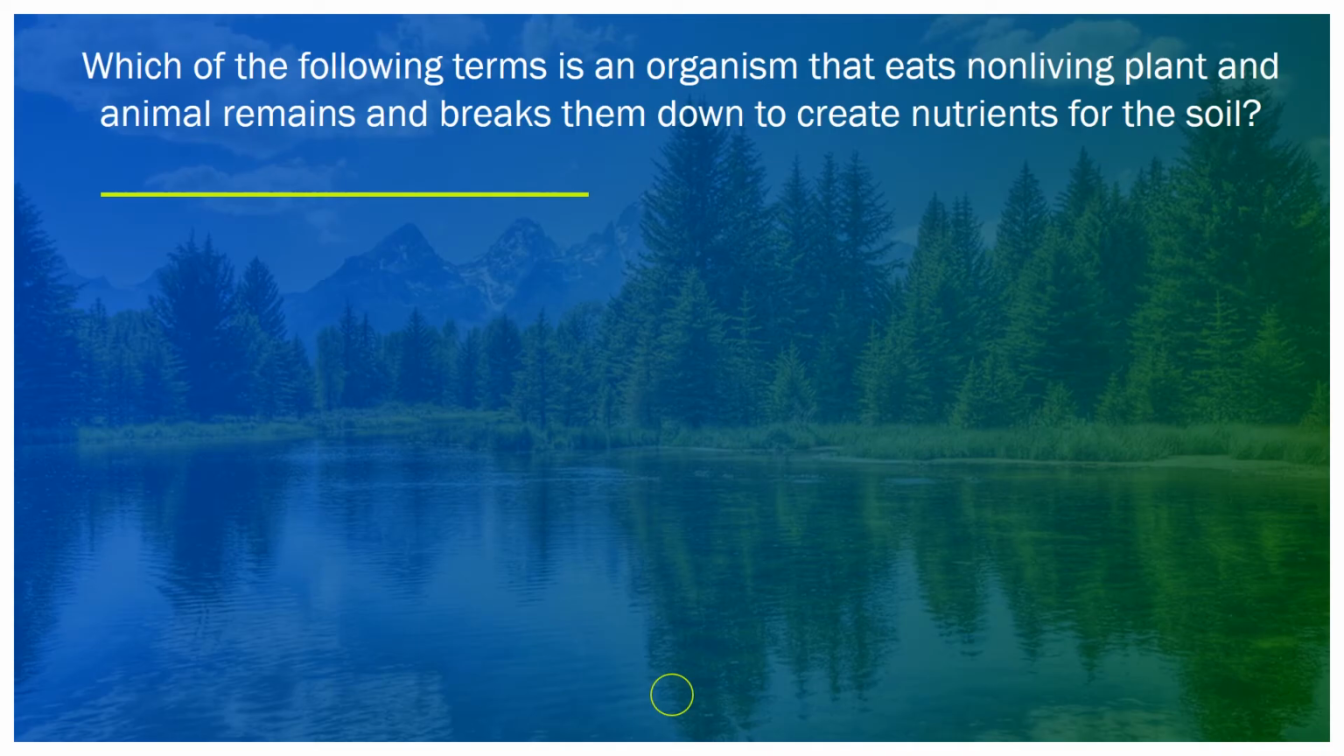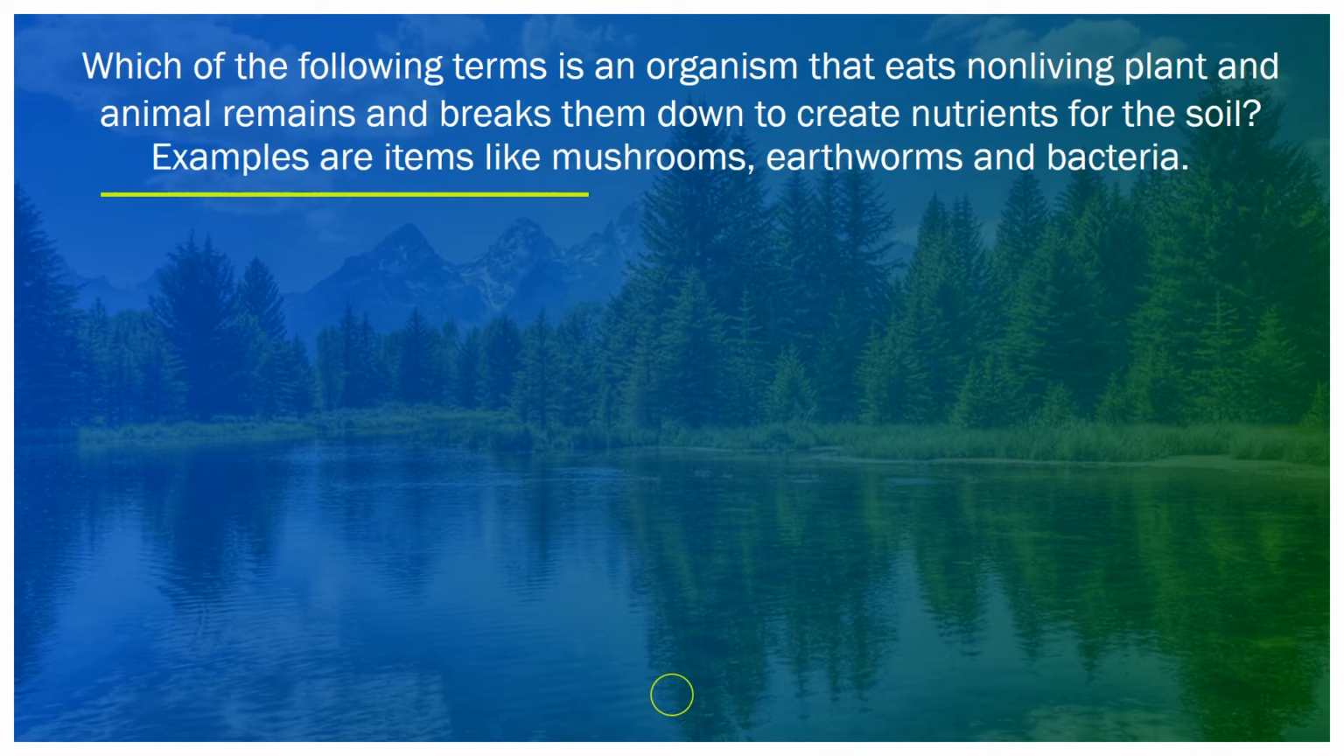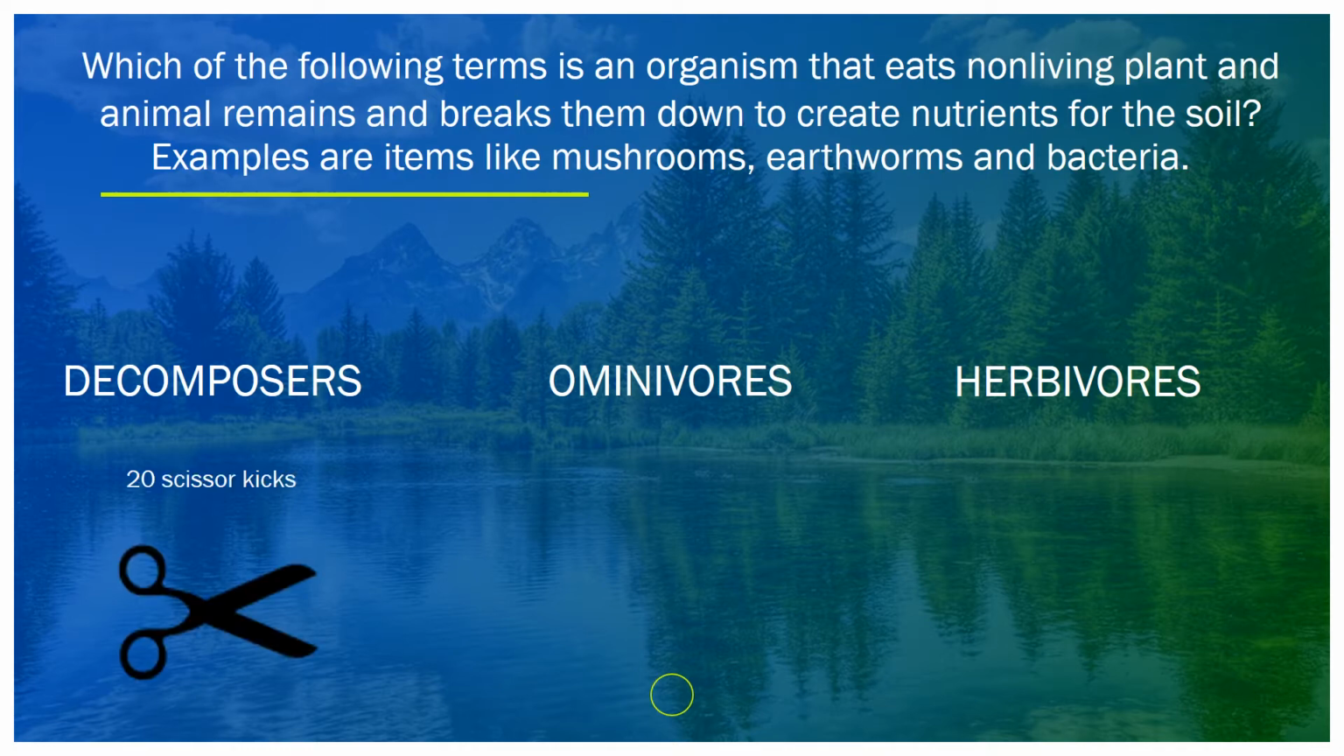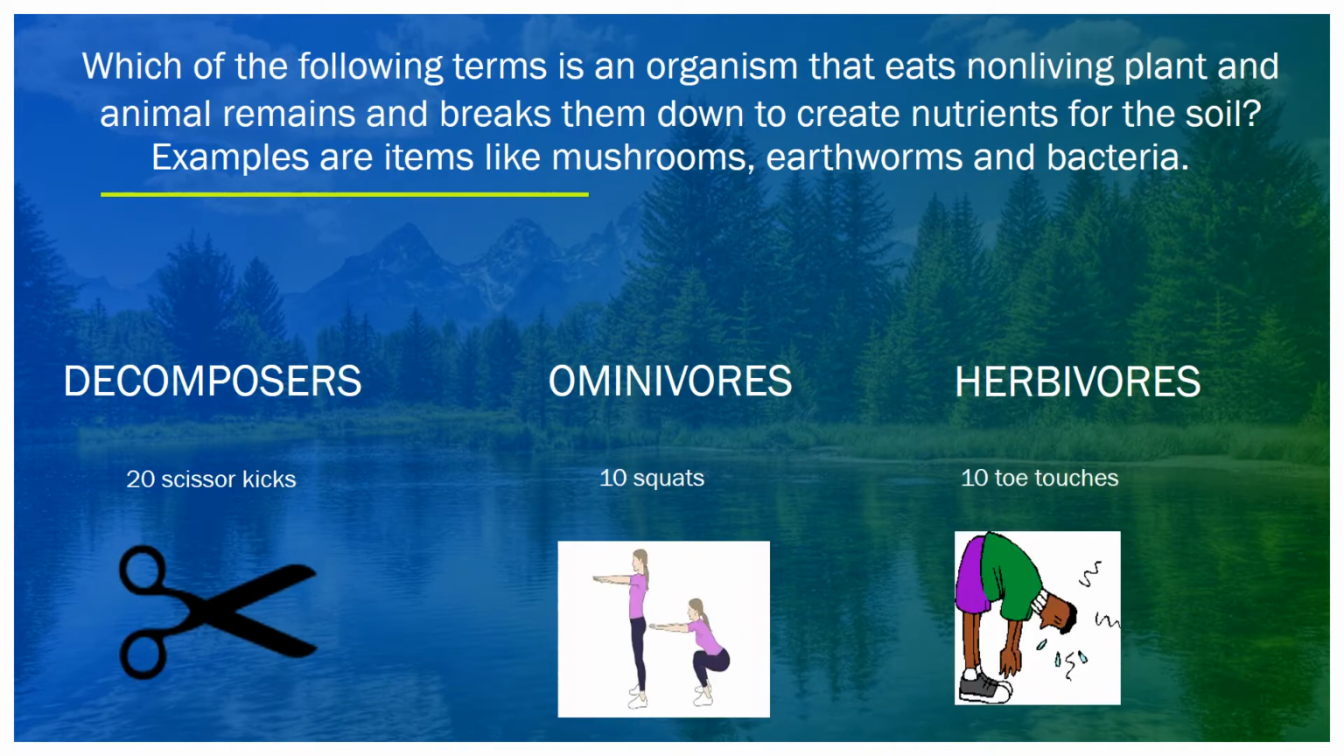Which of the following terms is an organism that eats non-living plant and animal remains and breaks them down to create nutrients for the soil? Examples are items like mushrooms, earthworms, and bacteria. Is it decomposers, omnivores, or herbivores? If you think it's decomposers, do 20 scissor kicks. Omnivores, 10 squats. Herbivores, 10 toe touches. Pause this video so that you can reread the question and participate in the exercise, and then hit play when you're ready to move on.